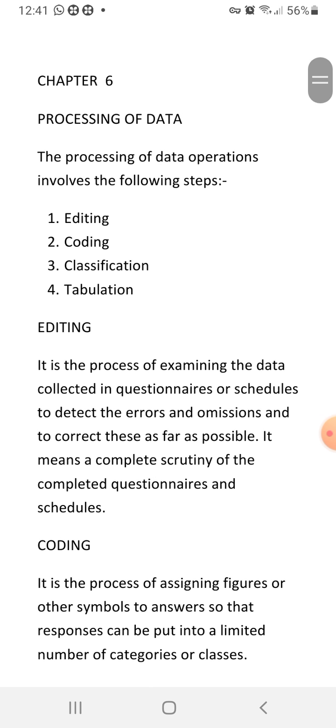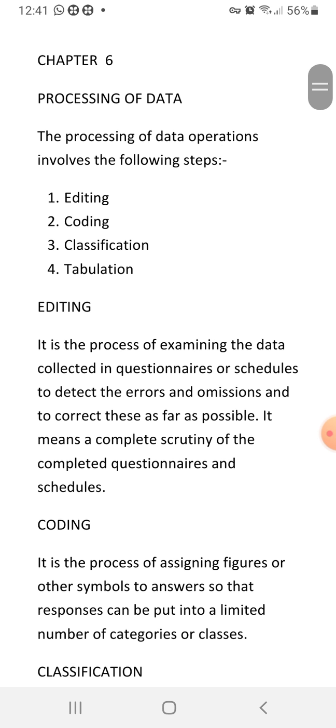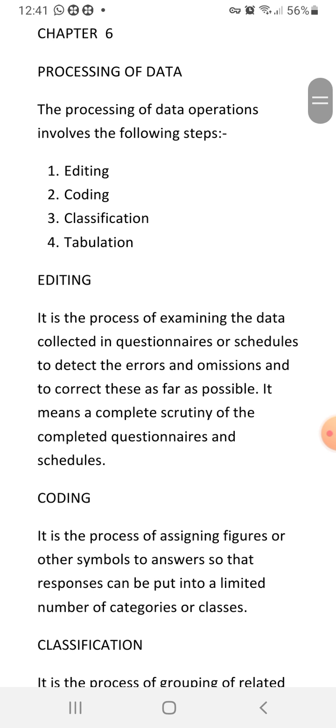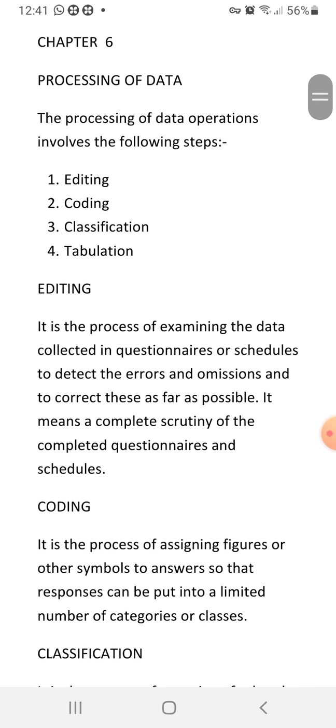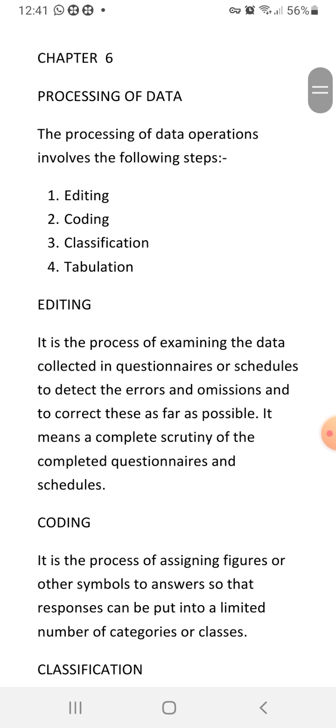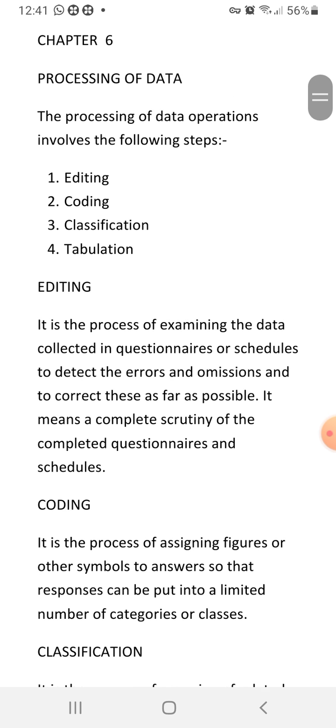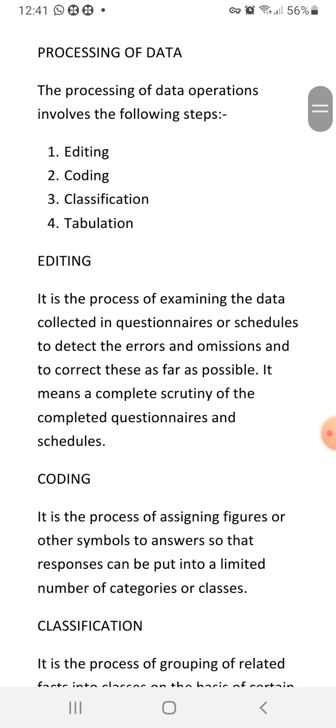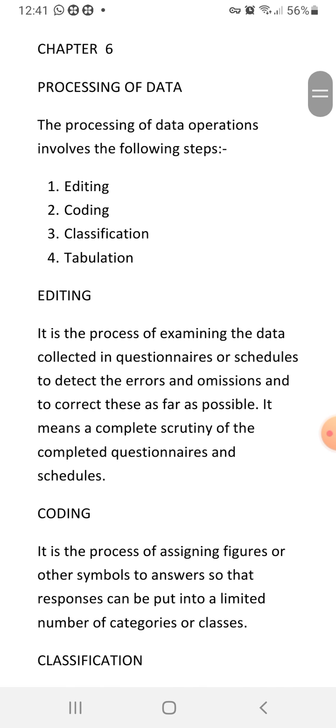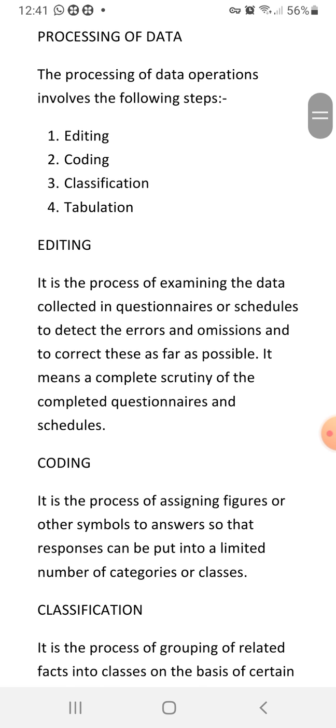We have to collect some data either from the primary source or secondary source. We have to collect some data for the purpose of analysis and interpretation. Then there are certain processes involved in the processing of data. There are four processes: editing, coding, classification, and tabulation. These are the steps involved in processing of data.